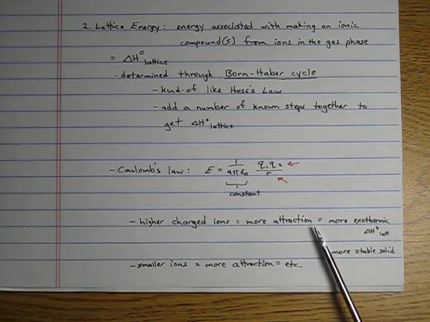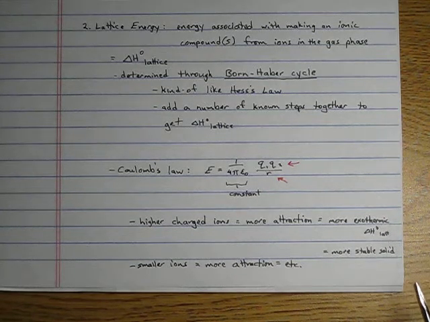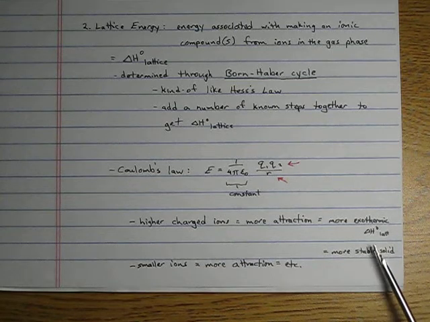More attraction means the more exothermic the lattice energy is when those two come together. They're very strongly attracted to each other. It took energy to separate those two charged particles. When you bring them together, that energy is given off. It's an exothermic process. The stronger the attraction, the more energy is given off. The more stable the solid, the more negative the lattice energy is, the more stable that thing is.